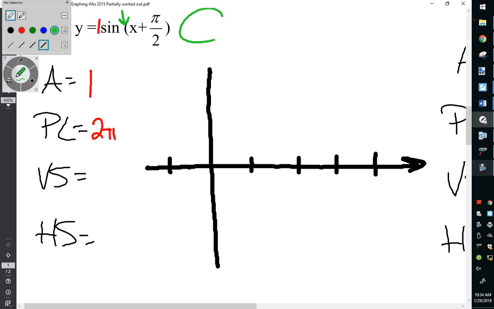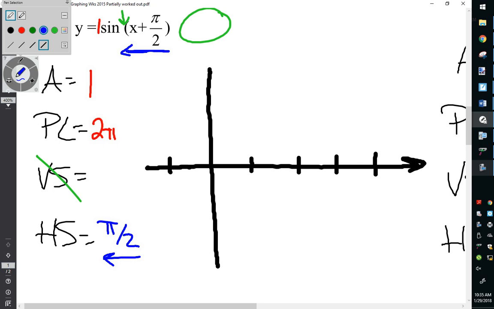Vertical shift is whatever's tagged on the end. There isn't one, so there isn't one. And horizontal shift is whatever's added or subtracted inside the parentheses. Since it says plus pi over 2, that's really taking me left pi over 2.